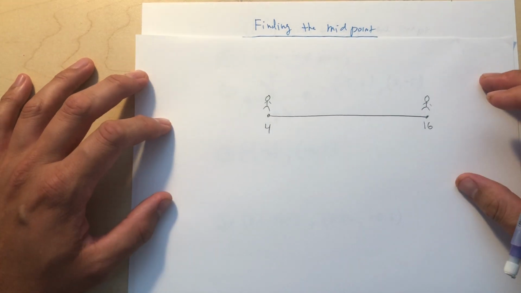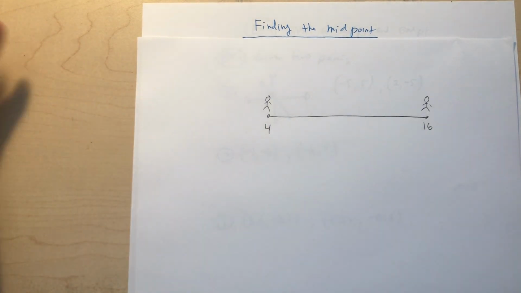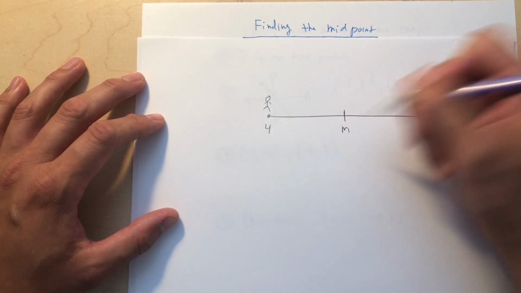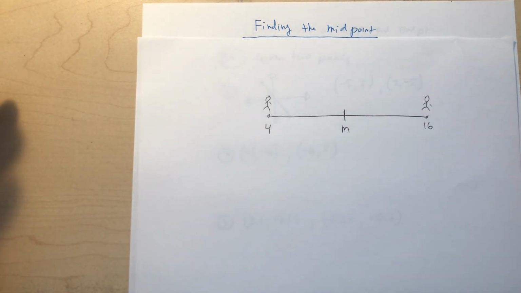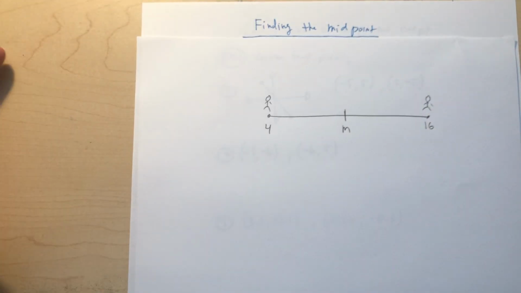All right, you go, okay, so where's the middle? You guys want to meet in the middle because you don't want to walk more than your friend, or your friend doesn't want to walk more than you. So you want to find, hey, where is the middle? Like, where are we gonna meet? Okay, so to do that, all you have to do is just add them up and divide by 2.